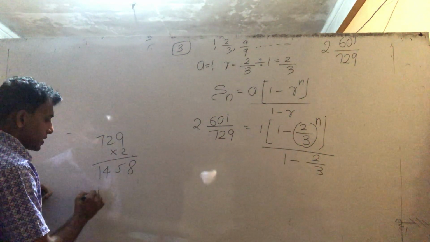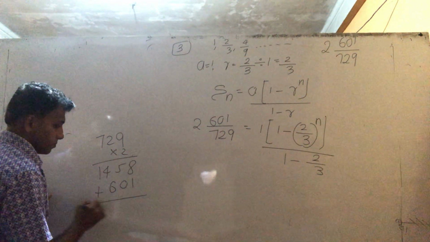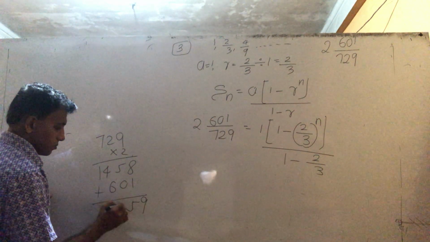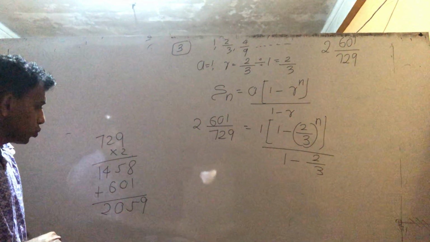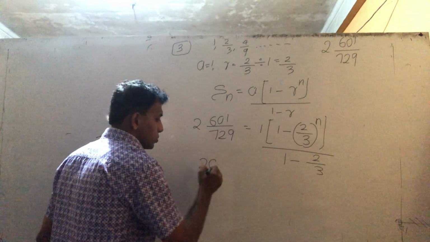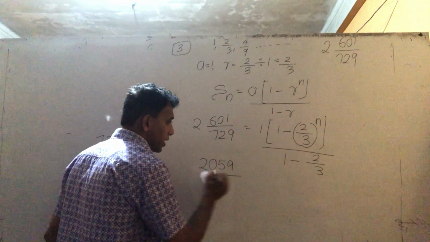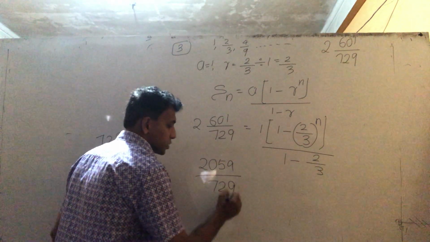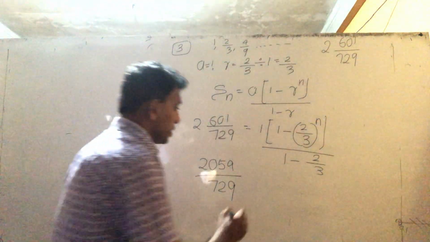Add 601. It's okay. 2059 over LCM 729. Okay, now here what?